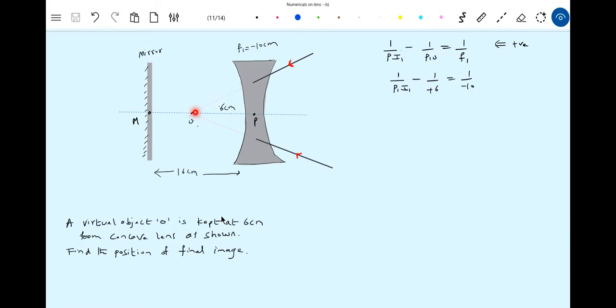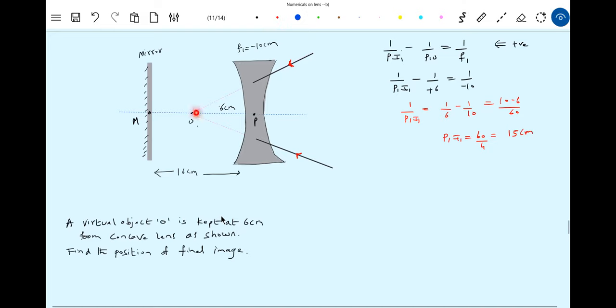Okay, that one. So it will be like this. So we'll solve this one. 60 by 4 will be 15. I got positive 15 centimeter. 15 centimeter means it will form somewhere here nearby.